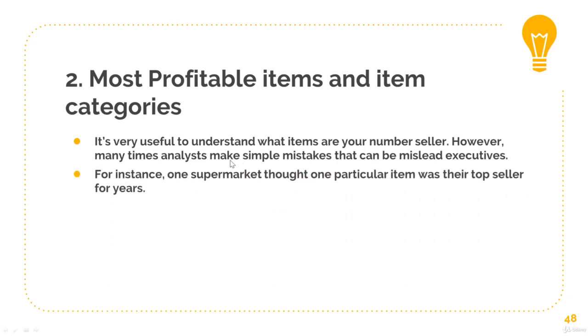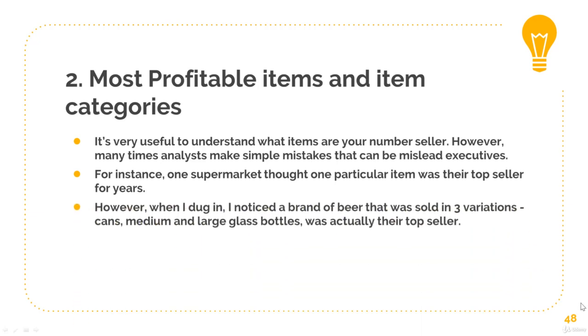For instance, this is a project I actually worked on with someone. They were looking at their items that they sold, and just using a simple SQL query, they thought a certain item was a top seller for years. And I looked at the data, and within an hour, I saw an issue. The issue was there was a brand of beer that they didn't think was the bestseller, but they knew it was a top like 20 item. However, that beer was sold in three variations.